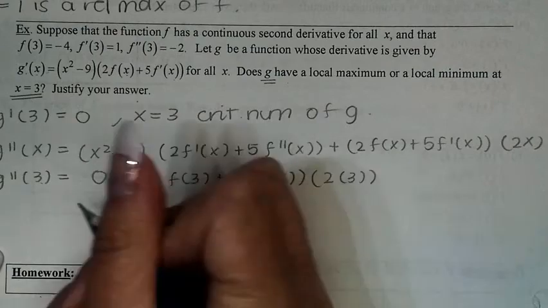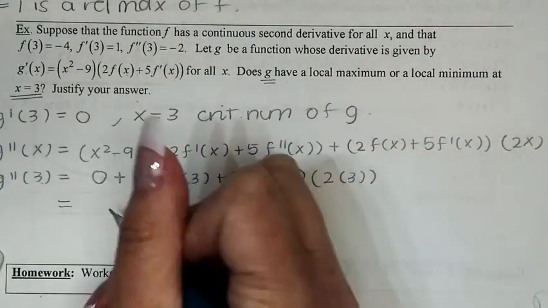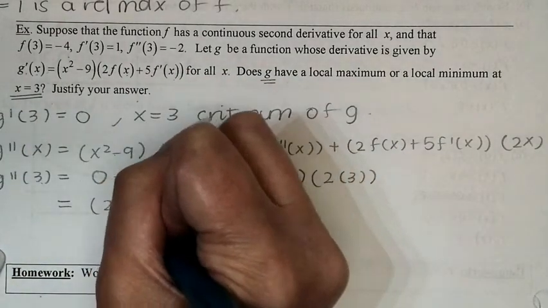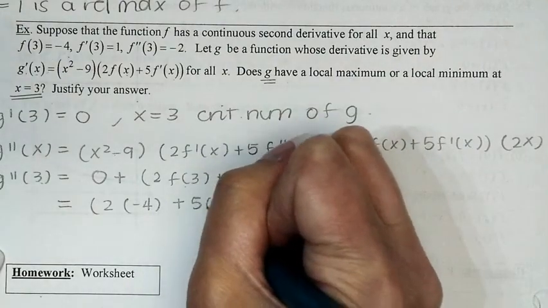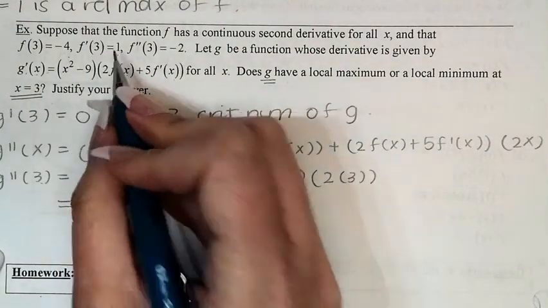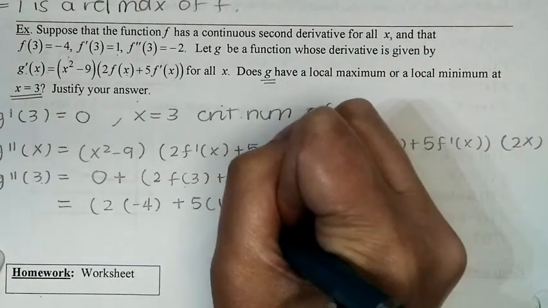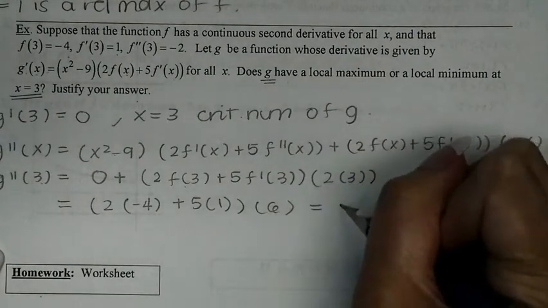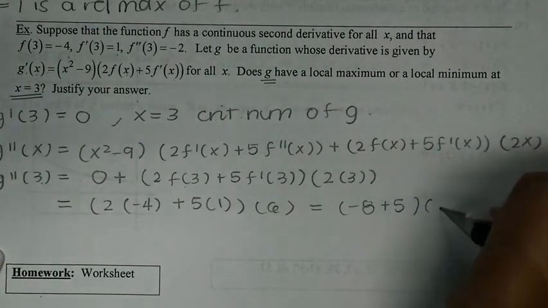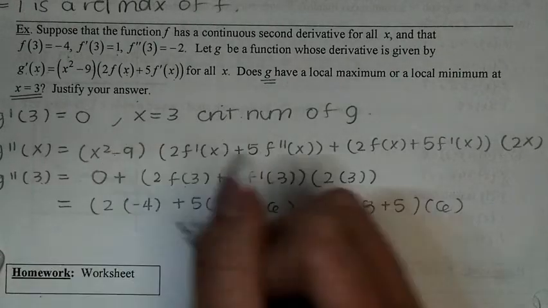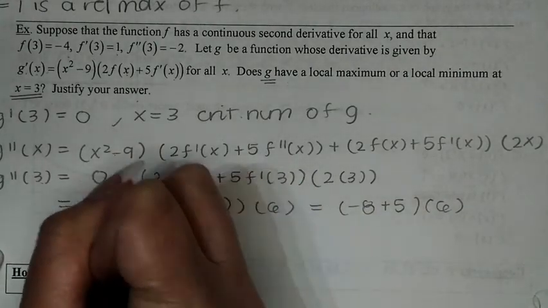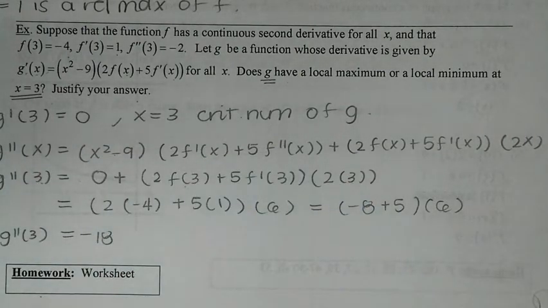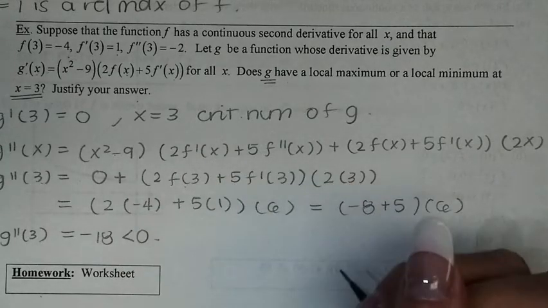So what do you have here? The 0 term goes away, so parentheses 2 times f of 3, and f of 3 is -4, plug it there, plus 5 times f prime of 3, and f prime of 3 is 1, plug it here. Close it. Then 2 times 3 is 6. So this is equal to (-8 plus 5) times 6, which is -3 times 6, which is -18. Therefore g double prime of 3 is -18, which is less than 0.